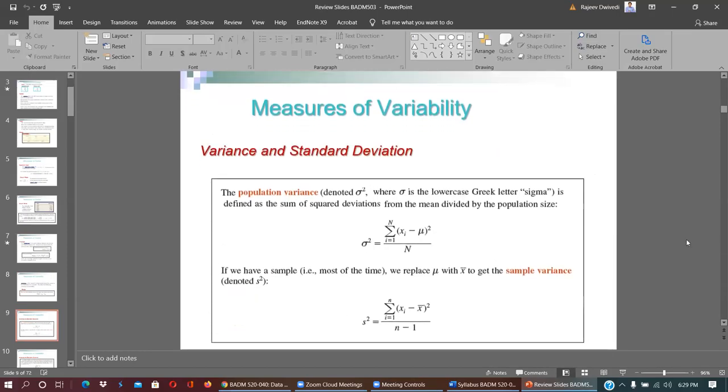Now, most important thing, which is called variance and the standard deviation. If you get this concept very clear, because this is the most important parameter in statistics after mean. So let me explain this in a simple concept using the whiteboard. Just a minute.